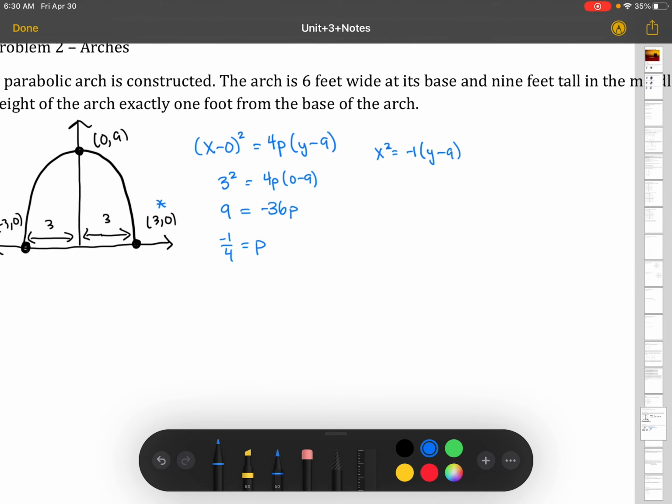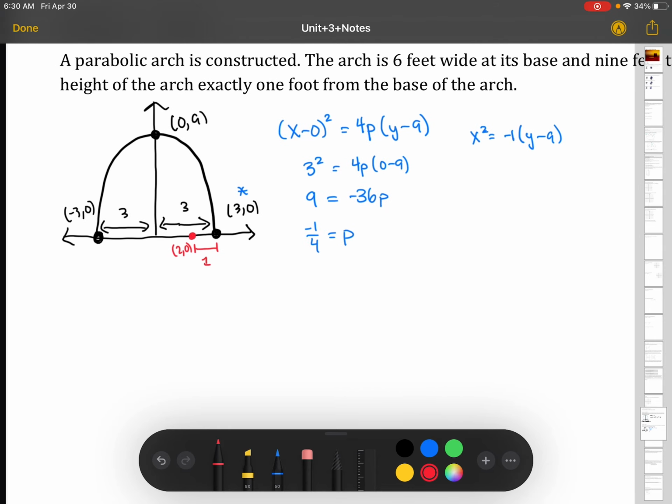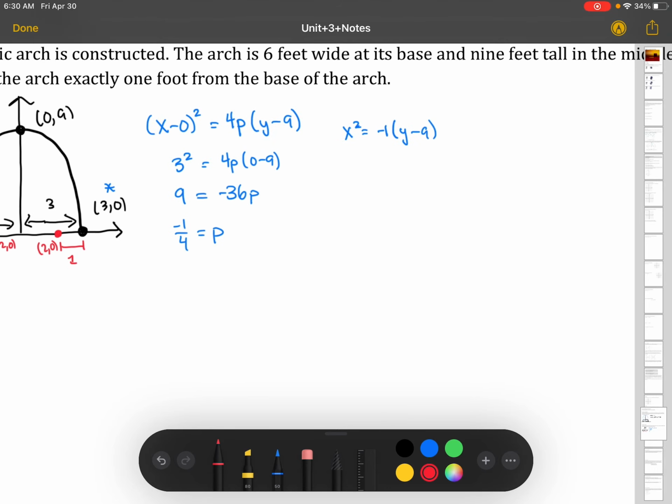So if we're 1 foot away from the base, that means you go 1 foot back here. If we travel a distance of 1 back, that's going to make this coordinate (2, 0). Now we could also do the same thing on the other side where you move 1 from the left. So if that distance is 1, then this coordinate is (-2, 0). So you're either using x equals -2 or x equals 2. It's the same thing because when we square it, we get 4.